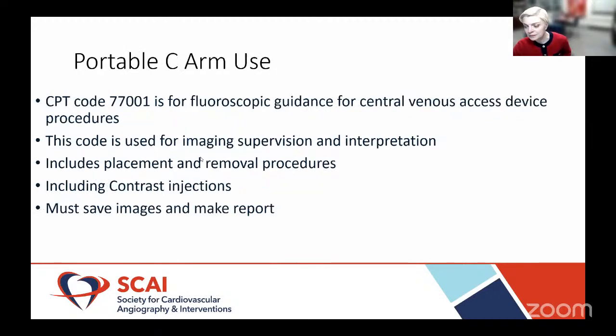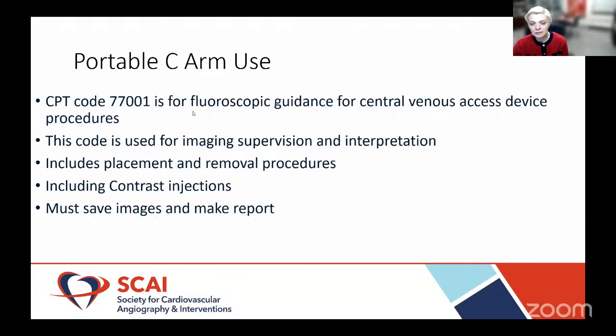For portable C-arms, I'm sorry, I feel like I'm doing a bit of a grab bag of things, jumping between topics. But portable C-arms are becoming more common as people are getting little C-arms because you can bring them up to the ICU or to other places to do things. So the CPT code is 77001.